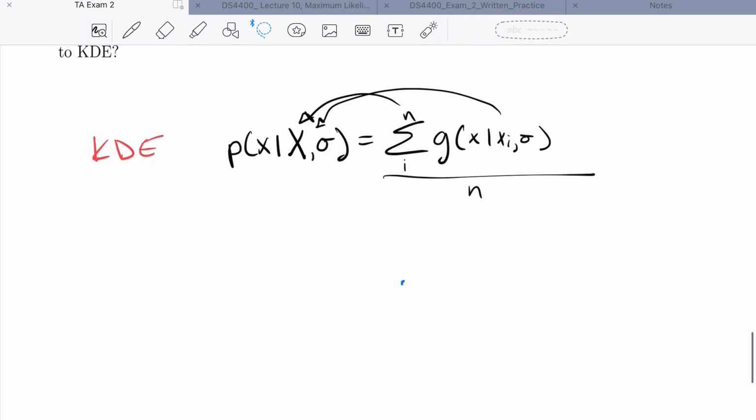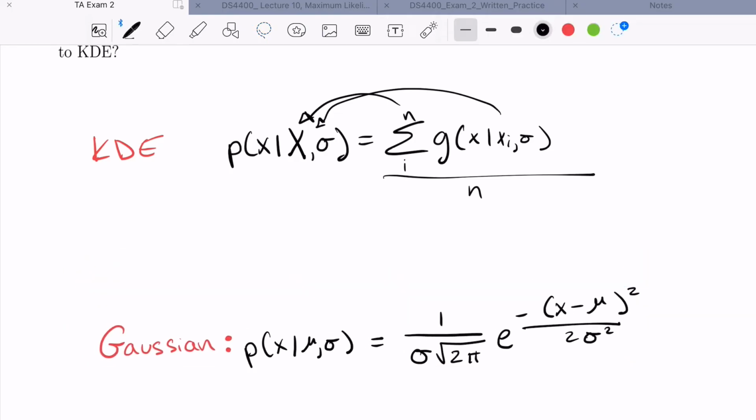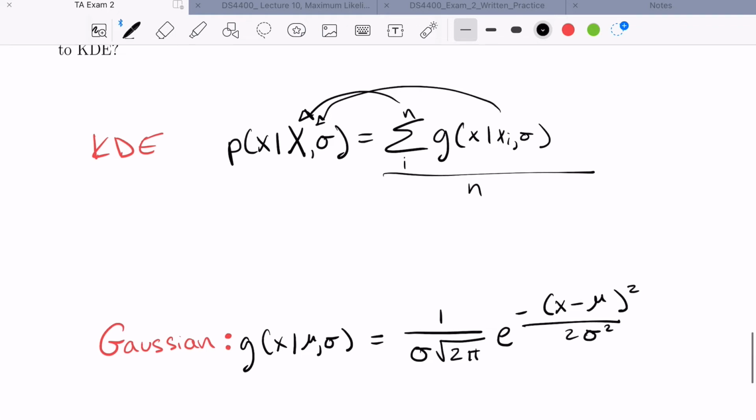So I'm just going to pop something in here real quick. If you remember correctly, the Gaussian distribution PDF is defined as, so I'm going to change this to G just to be consistent. In this case, it takes in a mu and a sigma. If you look back up here at our equation, that mu is the xi.